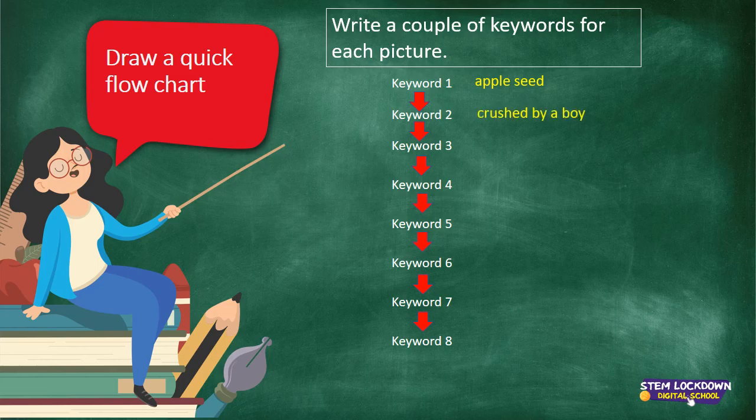When the boy was kicking the seed around, I wrote crushed by a boy. What did you put? When the seed was pushed into the ground, I wrote pushed into the ground. What did you write? When the seed was happy in the ground and it was drinking the water and enjoying the nutrients from the soil, I wrote food in the soil. What were your words? When the seed's coat ruptured and it started to grow legs, I put roots and a stem grew.